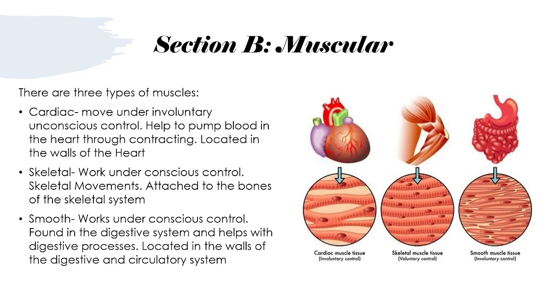Muscular. 3 types of muscles. Cardiac, which move under involuntary control. They pump blood around the body through contractions, and they're found in the heart. Skeletal is conscious control. They produce movements with the skeleton and are attached to the bones of the skeletal system. And smooth is involuntary control, and they're in the digestive system and help with the digestive process. They can also be found in the circulatory system a bit as well. But yeah, it's important to know the difference between these and how they all work.